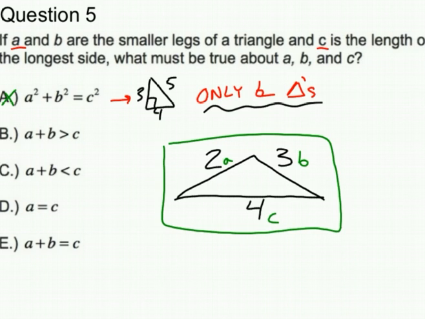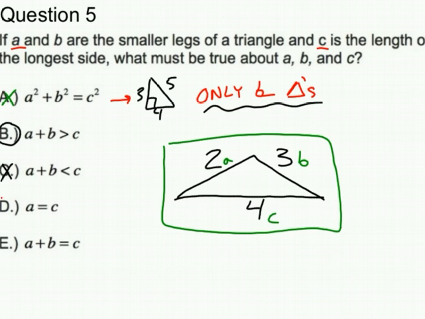B, not too bad looking. I have 2 plus 3 is greater than 4. 5 is greater than 4, so I'm kind of liking B right now. I'm going to keep checking it out, though. What if I'm making a mistake? So let's disprove the others. C would be 5 is less than 4. That's not correct for my triangle, so I don't like C.